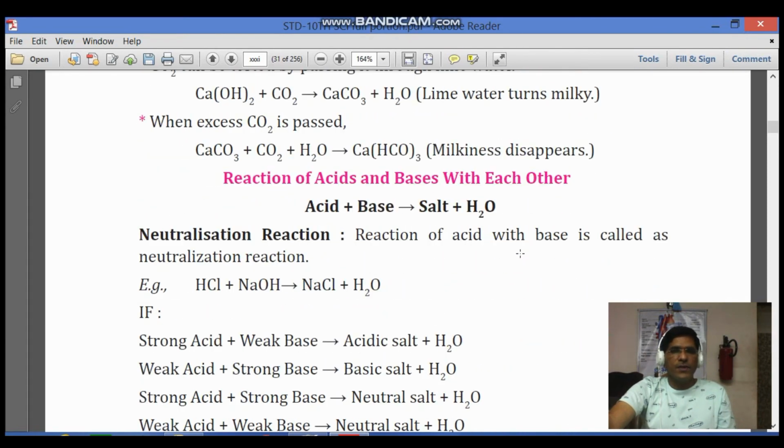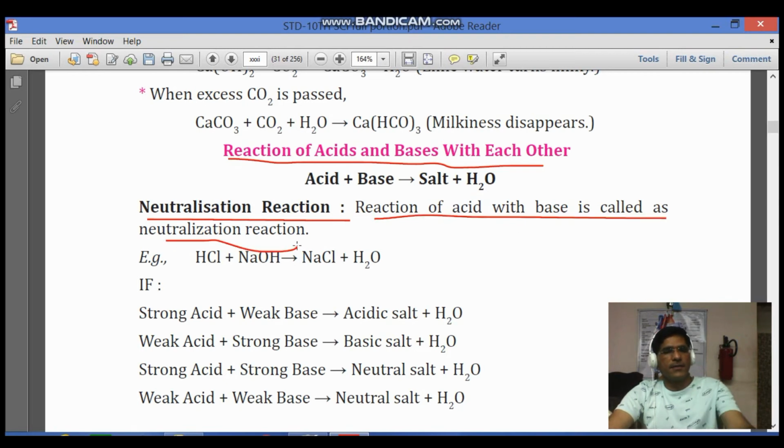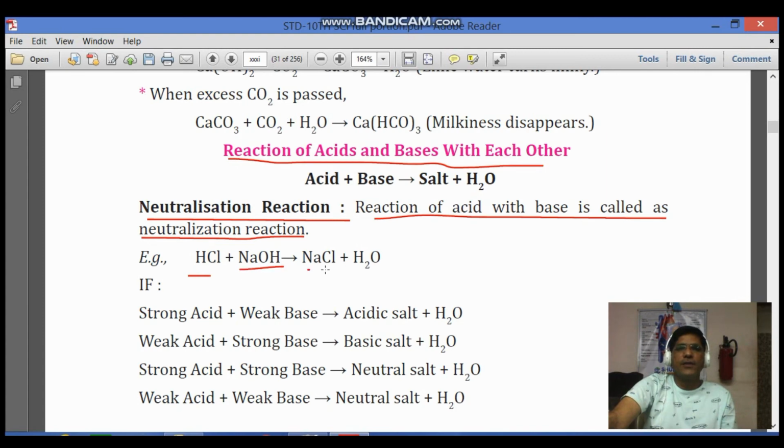Now, reaction of acid with base. That is most important, because you have to write a short note on neutralization reaction. That will be asked in your exam. Reaction of acid with base is called neutralization reaction. HCl plus NaOH gives NaCl plus water. So here it is salt, here it is acid, here it is base.